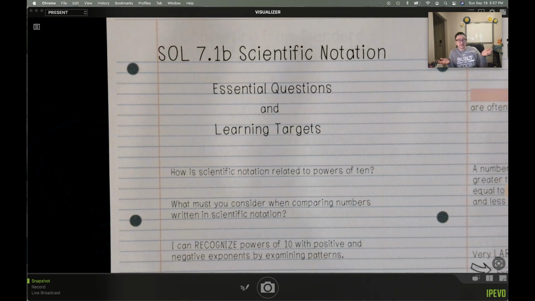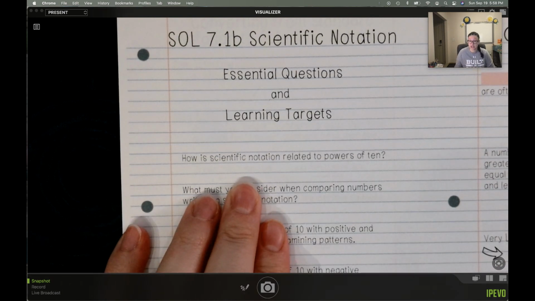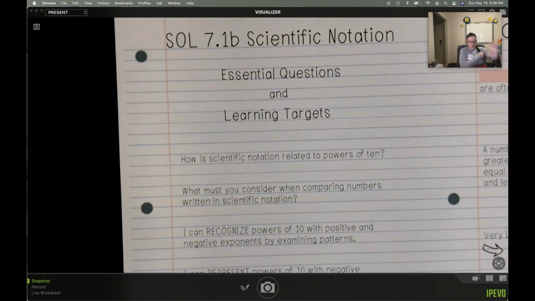It's like how heavy is the sun? How small is an electron? Those types of things we use scientific notation for. So we're going to see how scientific notation is related to powers of 10. We're going to look at what we need to consider when we're comparing numbers in scientific notation. Again, be thinking about those exponents and what those exponents mean.